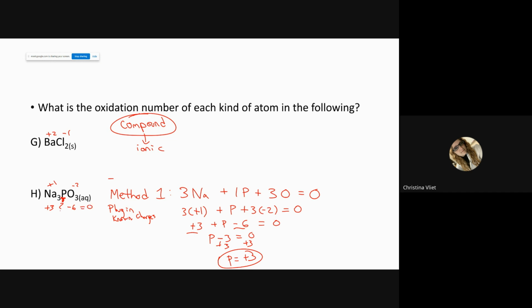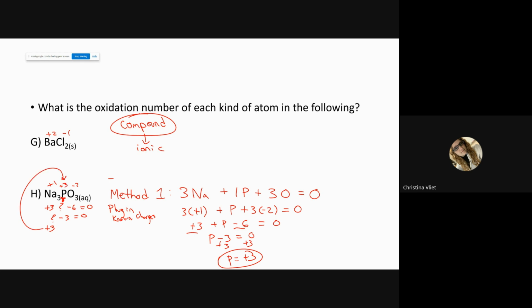3 minus 6 is negative 3. You got question mark minus 3 equals 0. What minus 3 is 0? What number would I subtract 3 from to equal 0? Plus 3, right? So that would be phosphorus plus 3.